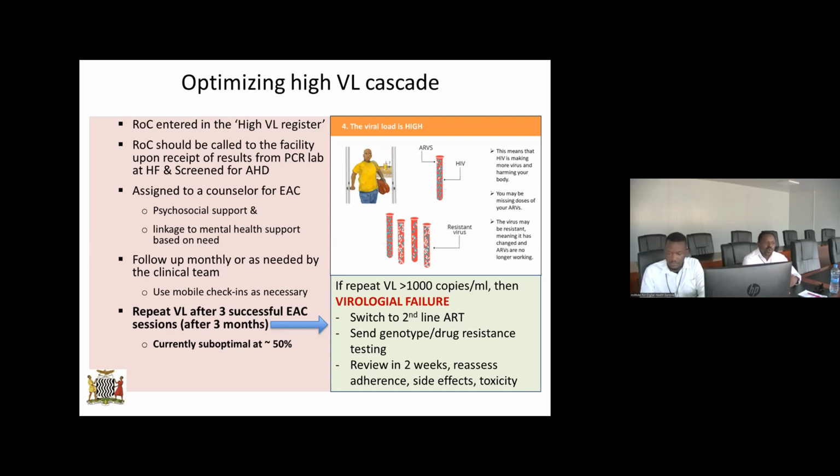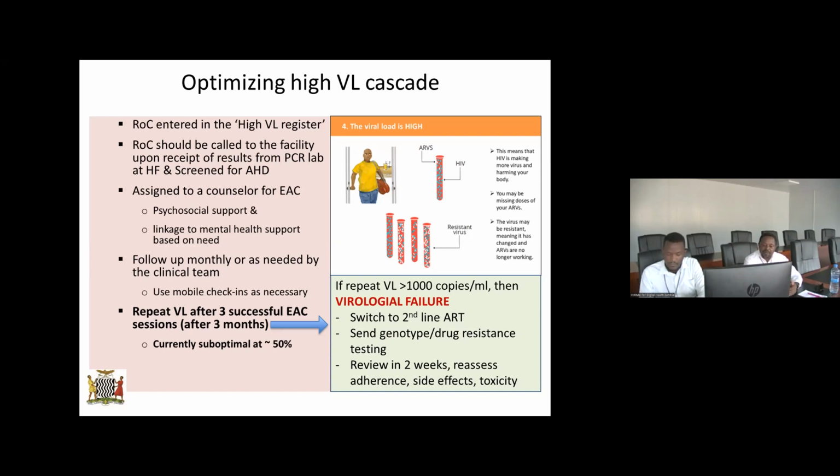This is an issue where we are underperforming as a program. For all the unsuppressed viral loads, when we go into facilities, we find we enter them in the high viral load register, we enroll them in EAC, but when you check the cascade, if you look at the number that were enrolled and look at the number that have had a repeat viral load after 3 months, we are basically hovering around 50%.